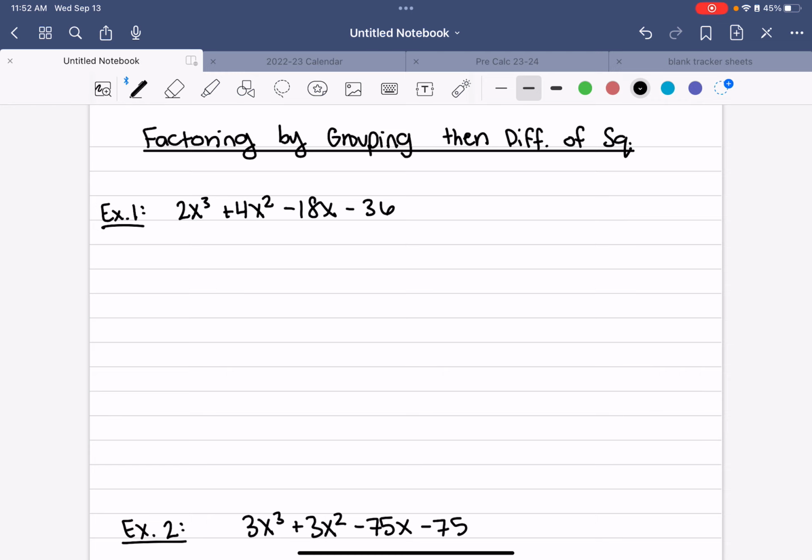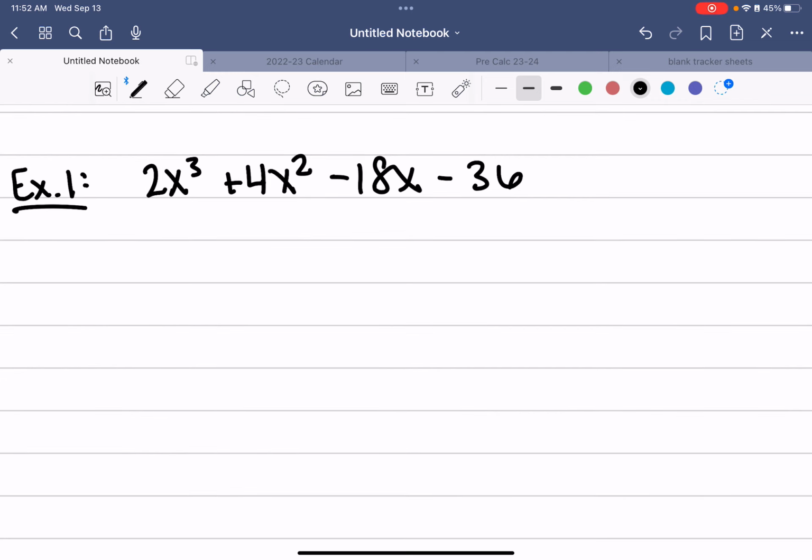So looking at this first one here, I have 2x cubed plus 4x squared minus 18x minus 36. What I'm going to do first is always look to see if I have a greatest common factor. In this case, our greatest common factor is 2. Because 2 is our smallest term, that's as big as our GCF could be. And 2 goes into all of our terms because they're all even numbers.